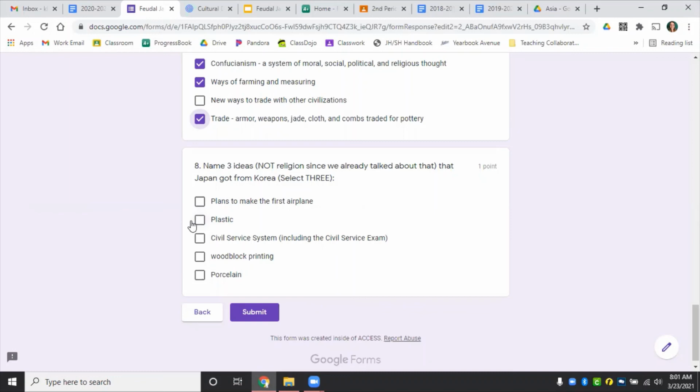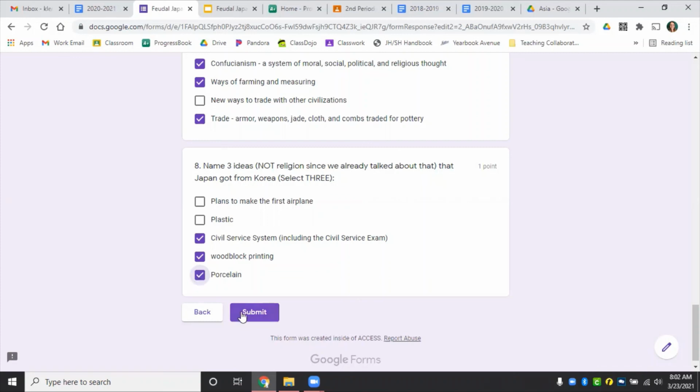Plastic, again, not an invention back in the time period that we're talking about. The civil service system, including the exam, yes, they took that from Korea. Wood block printing, yes. And porcelain, yes, which we're all probably pretty happy to have spread the idea of porcelain because that's what most toilets are made of.